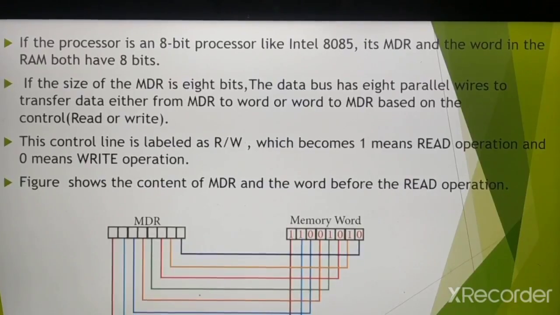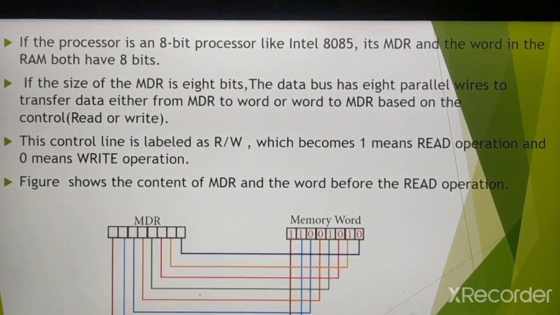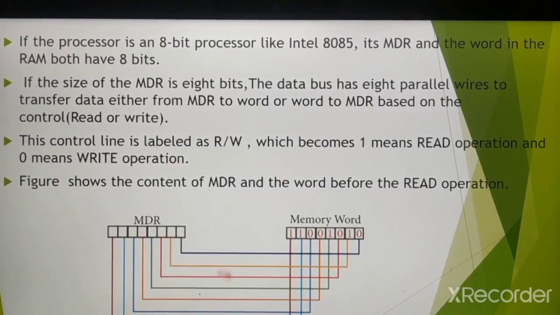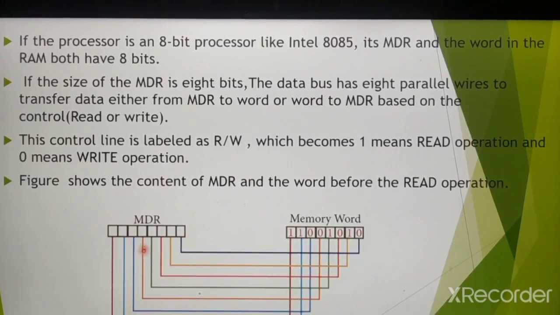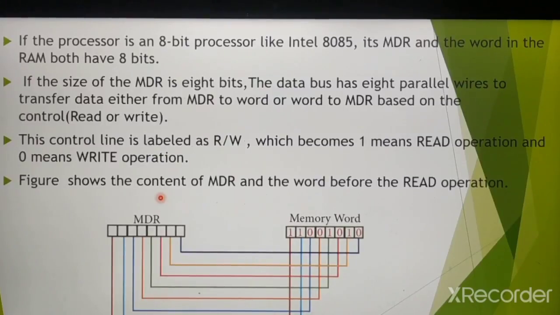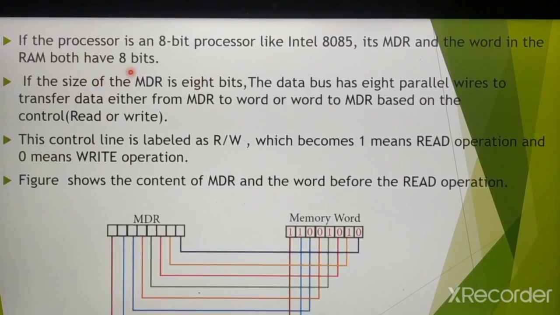Next, we can see how it is going to communicate from memory data register to memory. The memory data register is located in the processor. You know there are different types of processor: 8-bit processor, 16-bit processor, 32-bit processor. Nowadays we are using 64-bit processor. Here they are telling 8-bit processor, example Intel 8085, where the memory data register and the word in the RAM both have 8 bits.